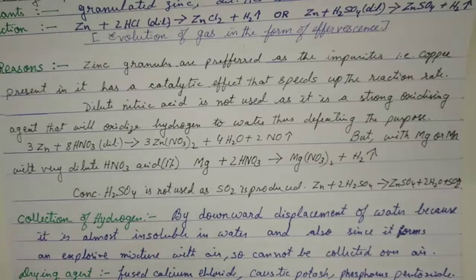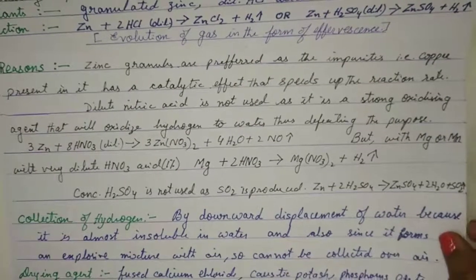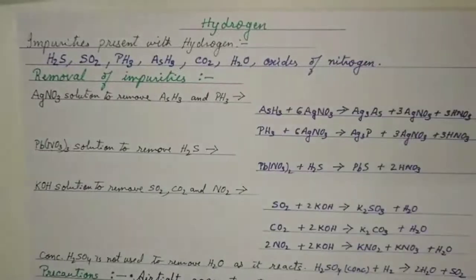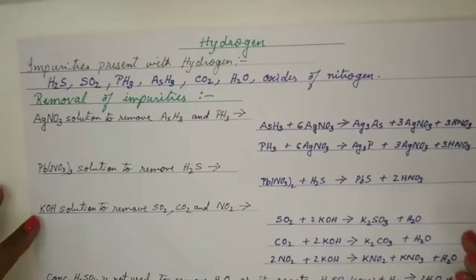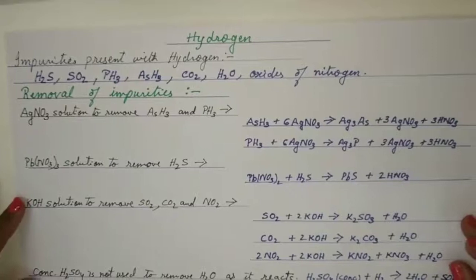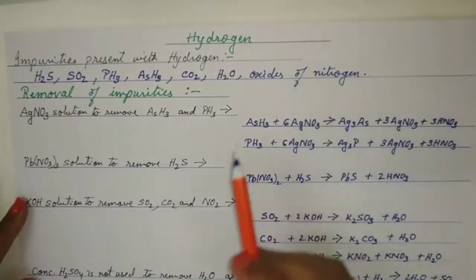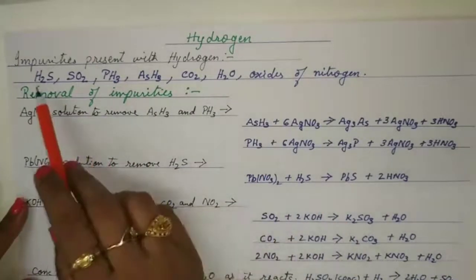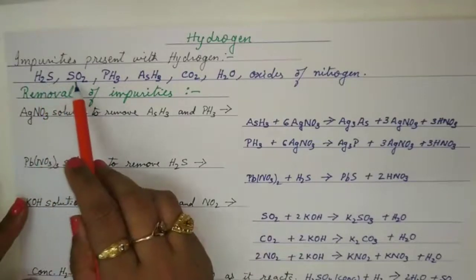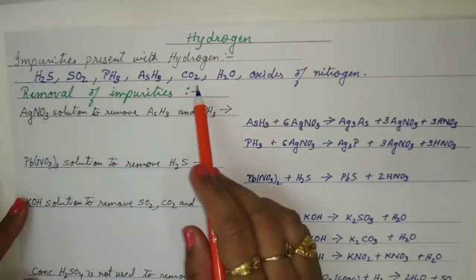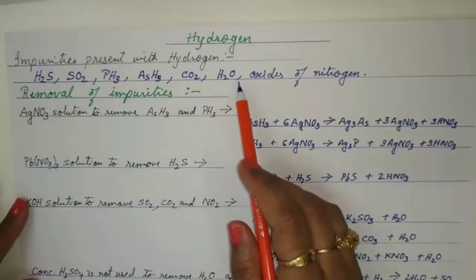Drying agent: there are many, fused calcium chloride, caustic potash, phosphorus pentoxide, but not concentrated sulfuric acid. We know that it will have an oxidizing effect and it will react. So we come to the other parts of the laboratory preparation. Along with hydrogen, there are certain impurities which come out, like hydrogen sulfide, sulfur dioxide, phosphine, arsine, carbon dioxide, water vapor, and some of the oxides of nitrogen.